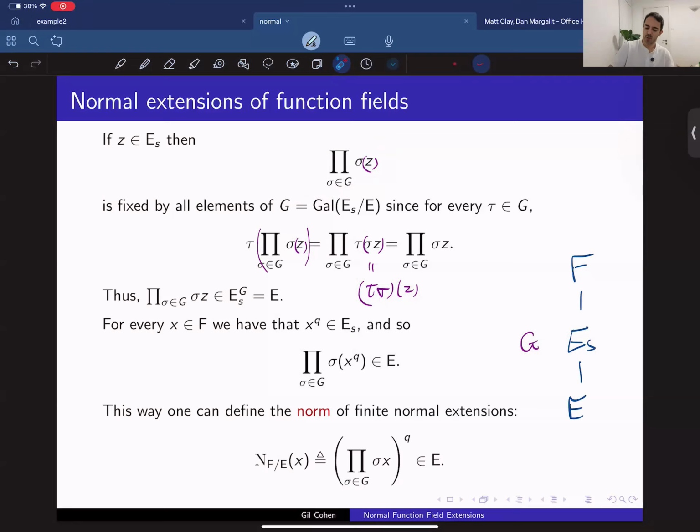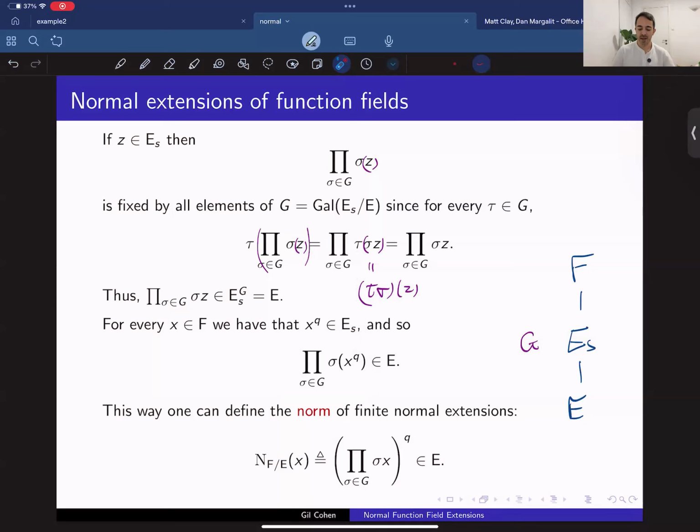Now, I want to talk about F rather than ES. So let's take X in F. We know that X to the Q, where Q is the degree of this extension, is in ES. And so this means that I can take my Z from before to be X to the Q, because whatever X is in F, X to the Q is some Z in ES. So I know that also this thing is in E.